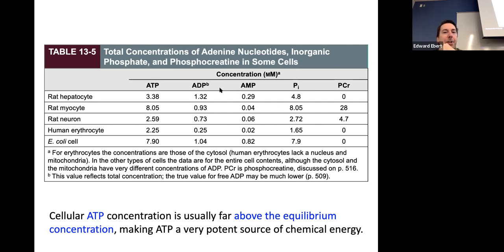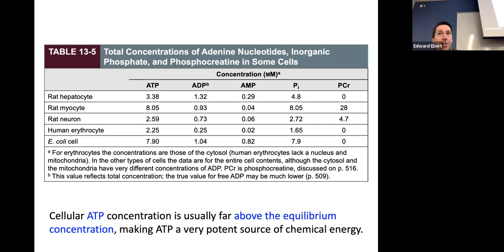If we look at concentrations in the cell of our various adenine compounds, ATP is typically the highest, ADP is in the middle, and AMP is low. So if I take 0.1 ATP concentration and convert that to AMP, ATP will change a very small amount, like 3%. That's not going to be noticeable. But AMP will go from 0.29 to 0.39, which is about a 33% increase. So a small change in ATP results in a big change in AMP.